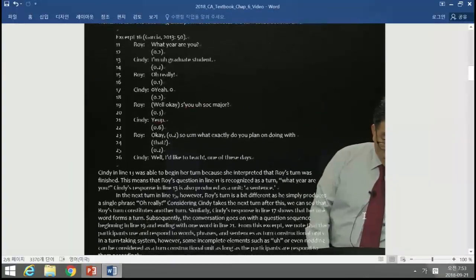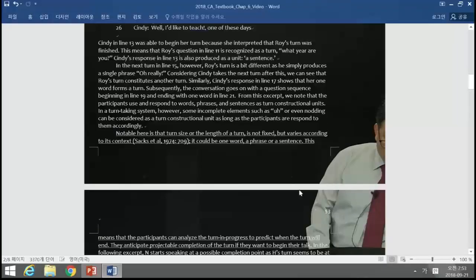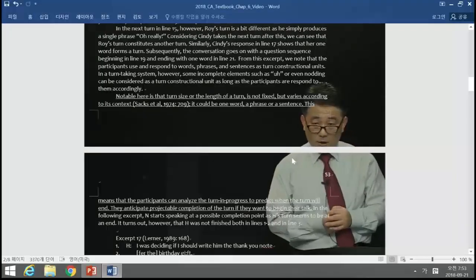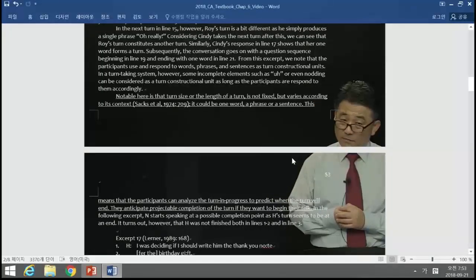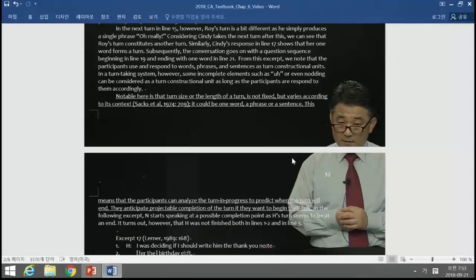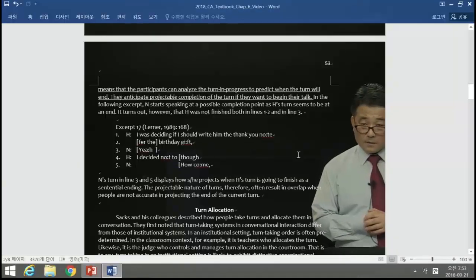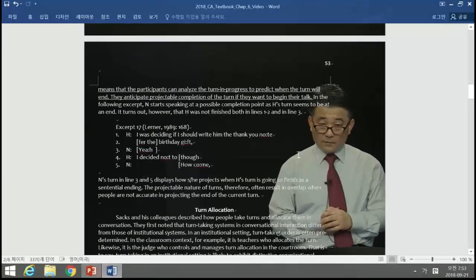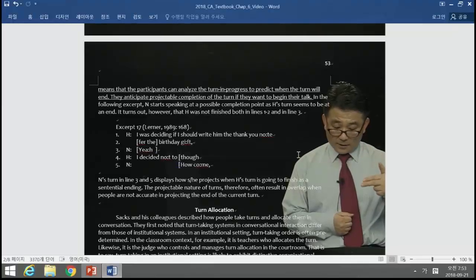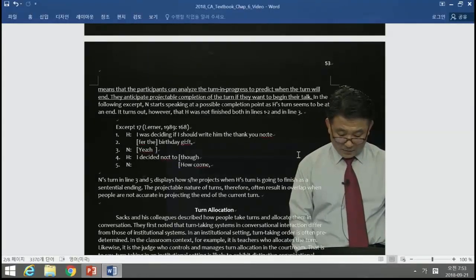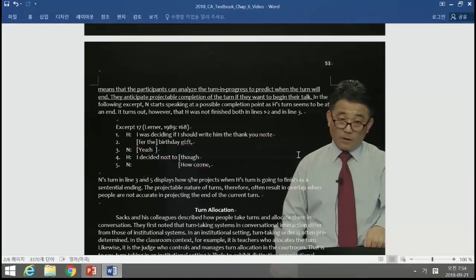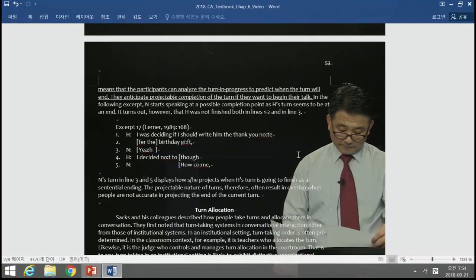So let's go down here. Note over here that the turn size, or the length of a turn, is not fixed, but varies according to its context. It could be one word or a phrase or a sentence. This means that the participants can analyze the turn in progress to predict when the turn will end. They anticipate projectable completions of the turn if they want to begin their talk. So we already talked about this. People can predict and anticipate their turn because they have a good understanding of what constitutes a turn. Okay?